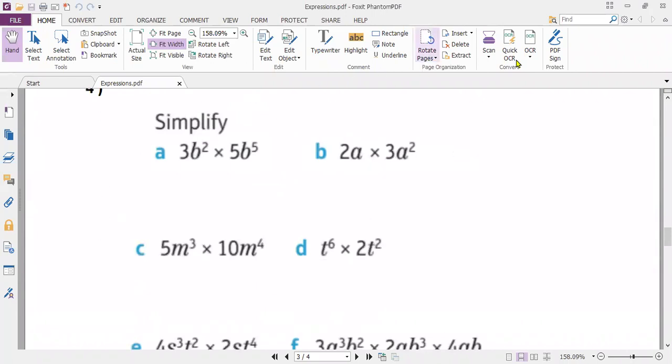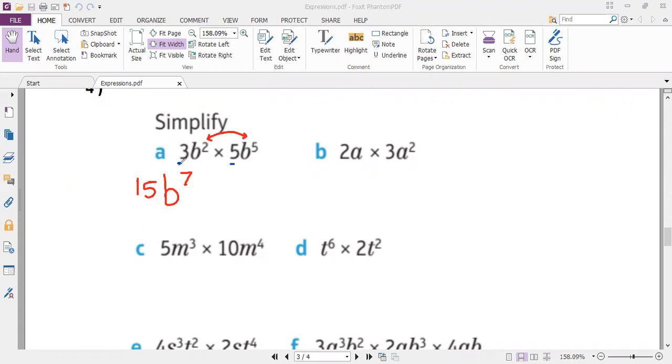I have this example. I have 3b squared times 5b raised to the power of 5. So multiply the coefficients. Multiply 3 by 5. So 3 times 5 is 15. And b raised to the power of 2 and b raised to the power of 5, it's b. And then we will add powers. 2 plus 5 equals 7. So it's 15b to the power of 7.